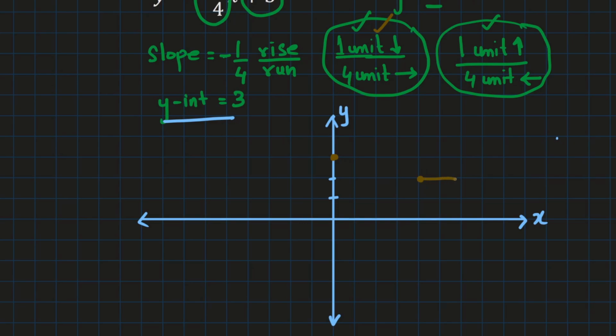Then I can continue over here. So 1, 2, 3, 4 units to the right. And then I will go 1 unit down. So if I go 1 unit down, I will end up here. So I got 3 points.